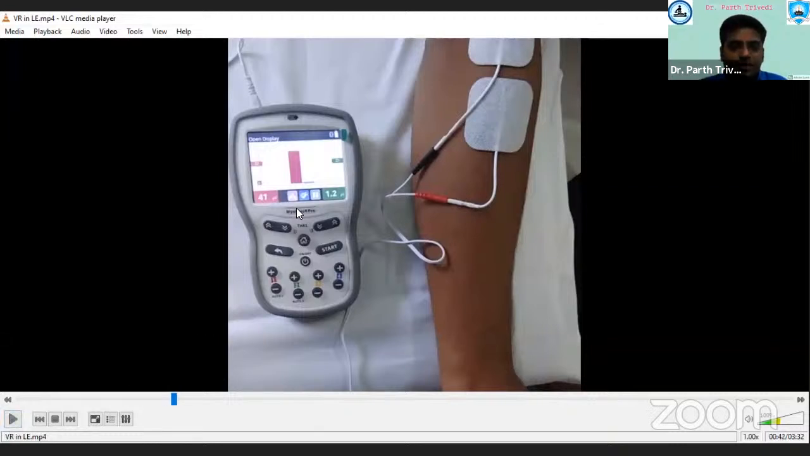Here you can see this is the bar graph. This is one channel activated. The green is channel 2, and the voltage is being seen because of artifacts. Once the patient does the activity of this extensor, you can see this bar graph extending, and you can see 41 microvolts being recorded.